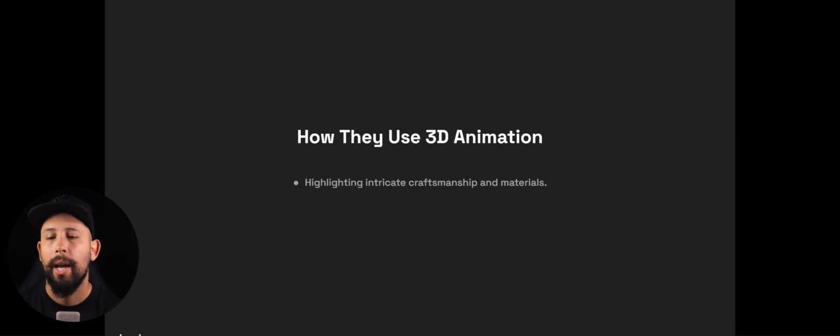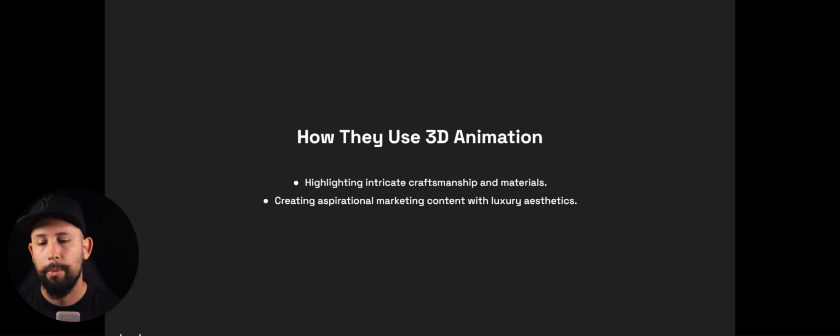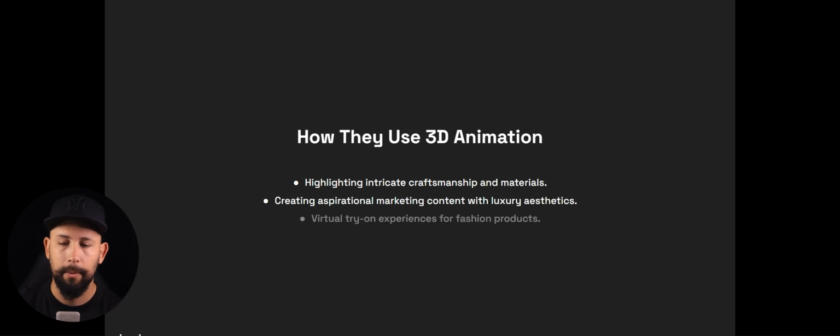Okay, so how they use 3D animation: highlighting craftsmanship and material, right? Creating inspirational marketing content with luxury aesthetics, right? Virtual try-on experience for fashion products. That's also a super interesting interactive element, where you can try on things before you buy. And that's a sub-niche inside clothing that is not so explored. So if you're an expert at coding or you have knowledge with interactive things, go and see the market for that, because it's huge. And you can sell a product, a service, really expensive there, okay?